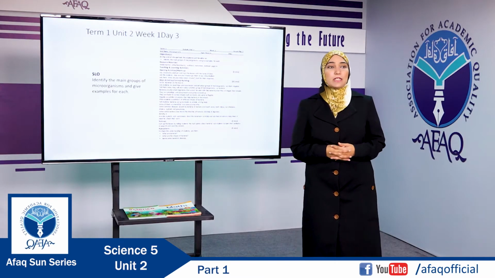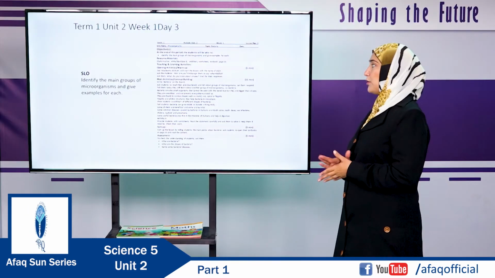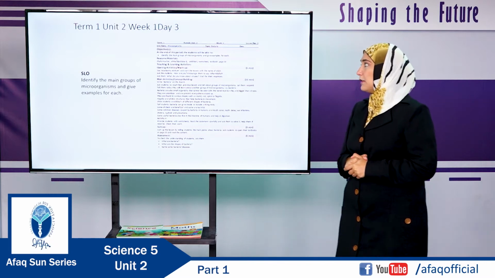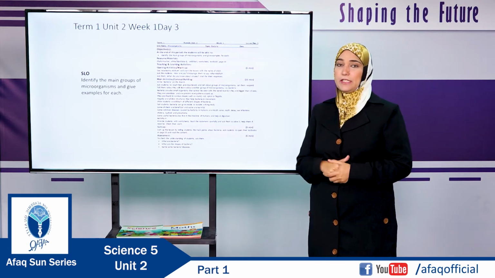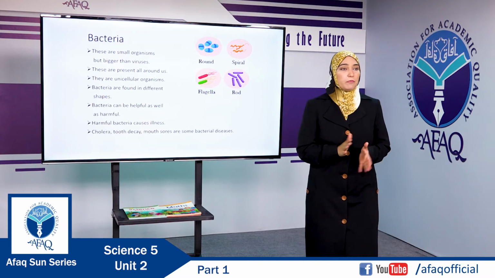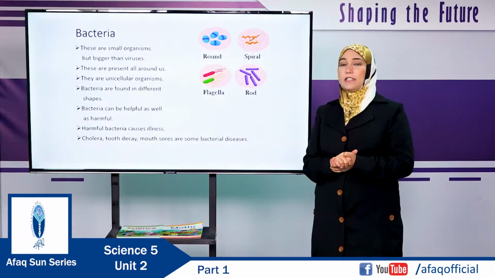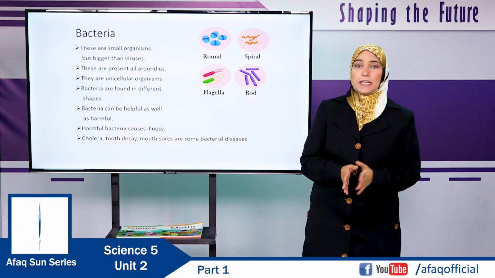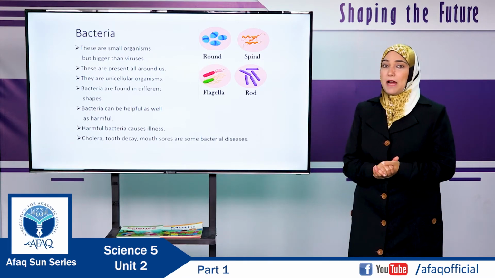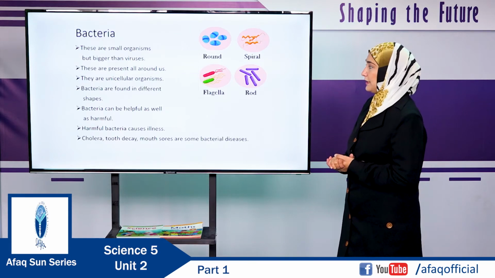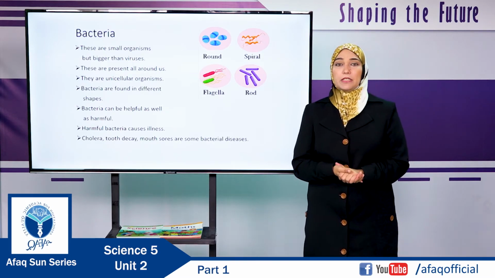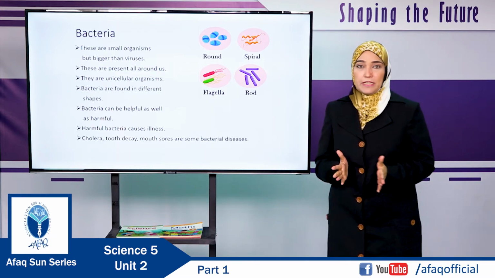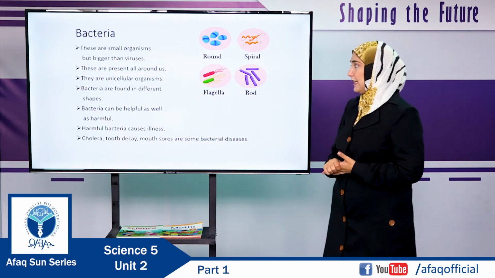Now we are moving towards the day 3 of week 1, unit 2 and term 1, and we are going to cover the same SLO in this DLP which we have covered in the previous DLP. Now, you have learned about viruses. Now we will see what bacteria are. Bacteria are also small organisms that we cannot see with the naked eye, but they are bigger than viruses. Bacteria are present all around us and they are unicellular organisms, which means they are made of only one cell.